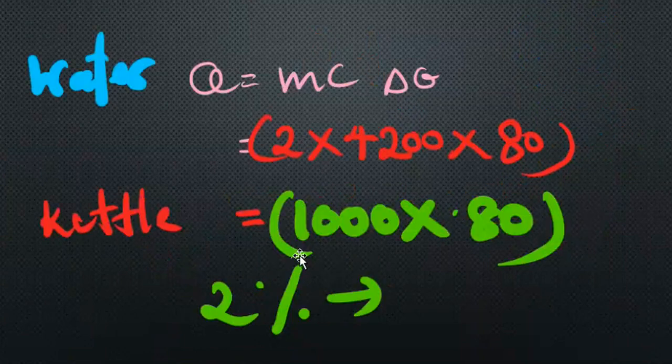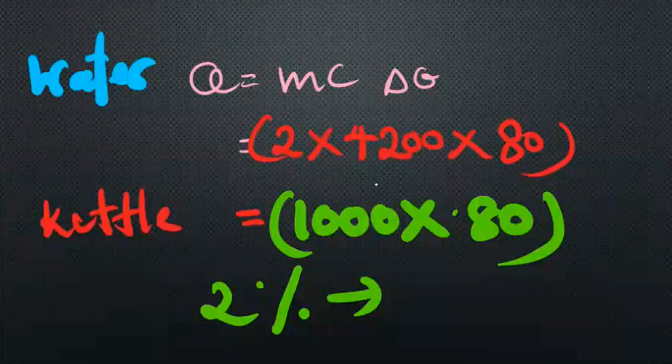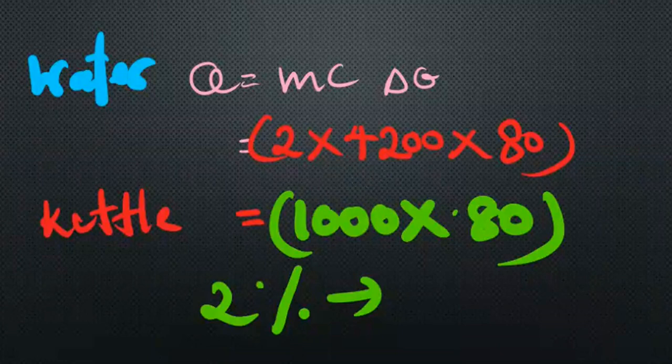So for water, if you apply Q equals mc delta theta, the mass of water is 2 kilograms and the specific heat capacity is 4200. Actually in this question 4200 is not given. If it's not given, we have to use 4200. Right. Then the temperature difference is 80. So this is the heat required for water.